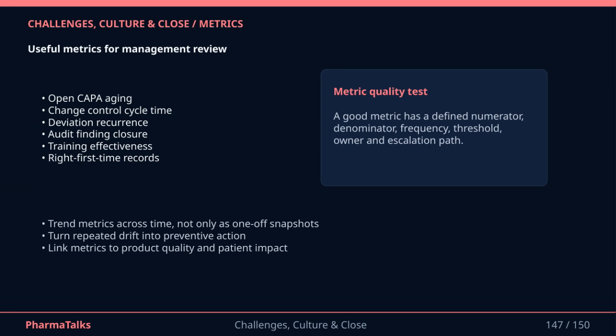It's also important to view metrics as trends over time rather than isolated snapshots. By doing so, we can identify recurring patterns and convert these trends into preventive actions before issues escalate. Finally, all metrics should be connected back to product quality and the impact on patient safety, ensuring that our efforts directly contribute to positive healthcare outcomes.